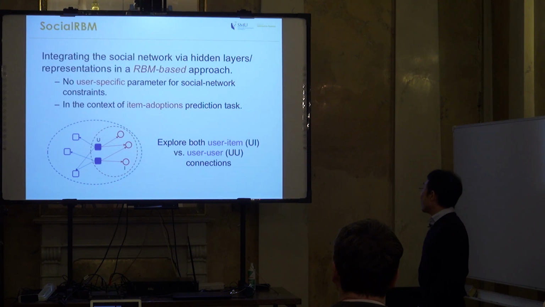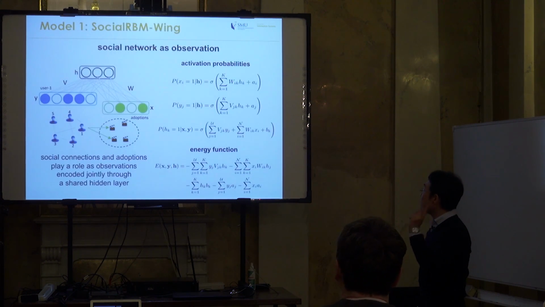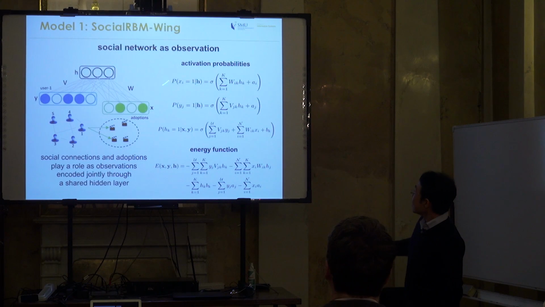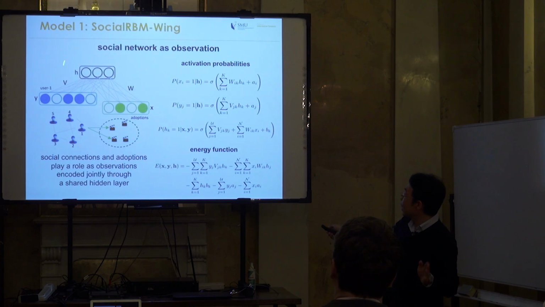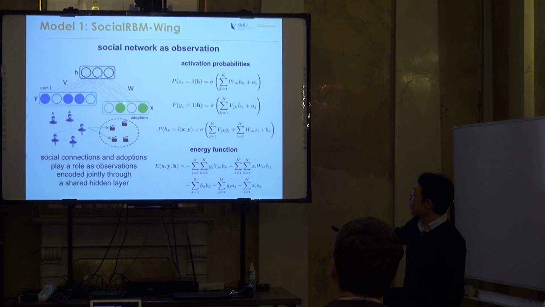So the way we can then encode the social network, there are two ways. So one model that we call model 1 is like a wing model. And the thinking is the following. So let's imagine this is the binary code. Now, if there is some binary code that predicts some adoptions, let's say in this case, the user bought 2 items.